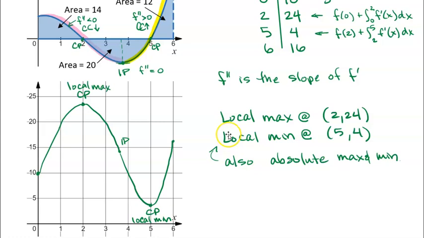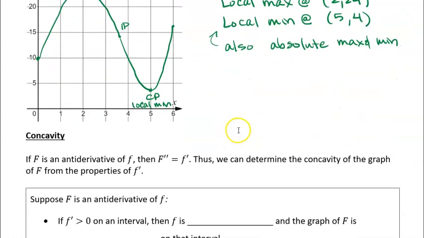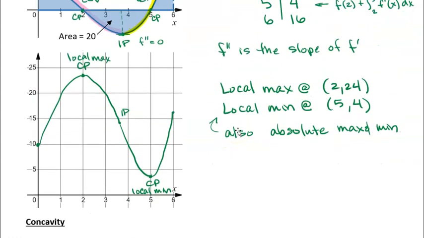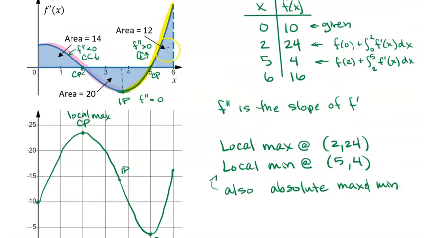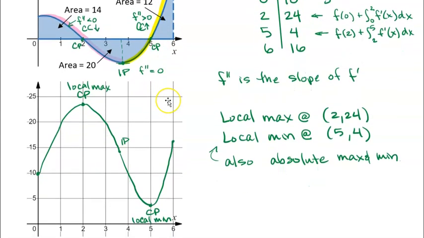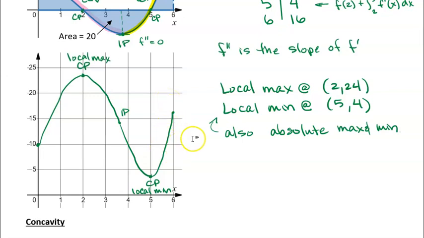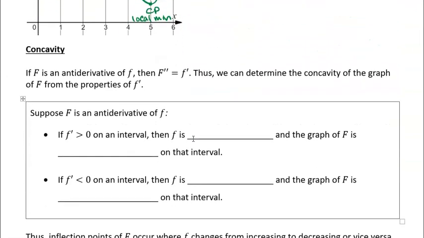Okay, so just to summarize, we took into account the slope of the function, right? Because you can see that the derivative is positive and then it's negative, so it goes from increasing to decreasing at 2, and then it's positive again after 5, from 5 to 6, and so it's increasing there. But we also took into account the concavity.